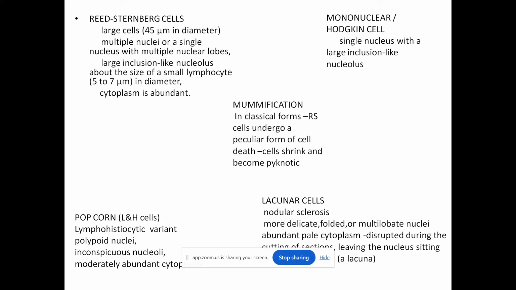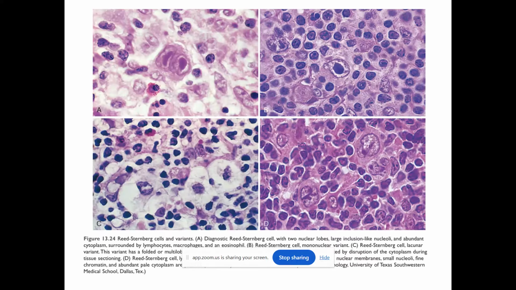And the last one is the popcorn cells. It is seen in the lymphohistiocytic variant, with polypoid nuclei and more abundant cytoplasm. So these are the variants of the Reed-Sternberg cells. The main cell is the Reed-Sternberg cell, and variants of this are the Hodgkin cell, Lacunar cells, popcorn cells and sometimes mummified cells. So the first picture is the RS cells. Next one is the mononuclear cell. Third one is the Lacunar cells.